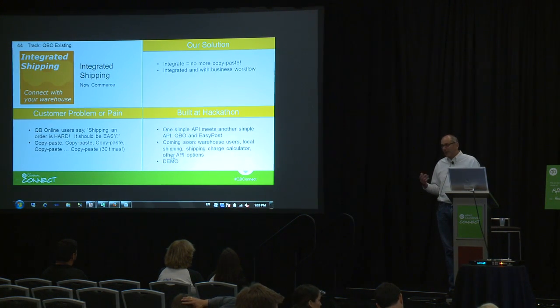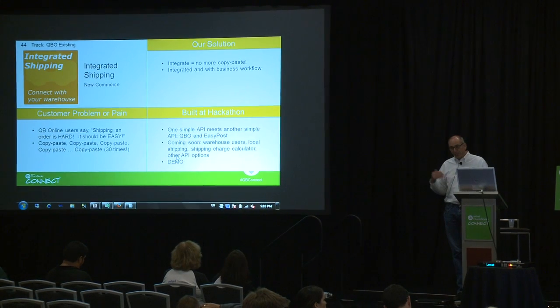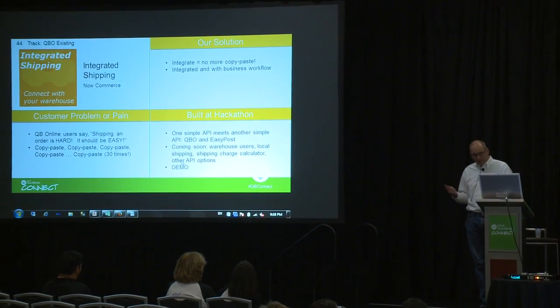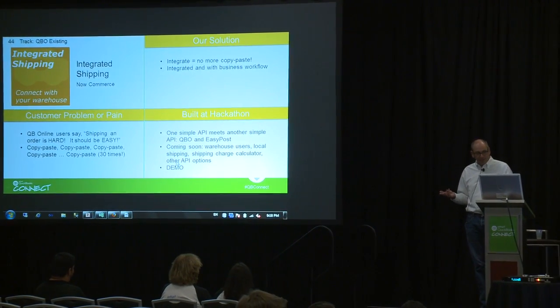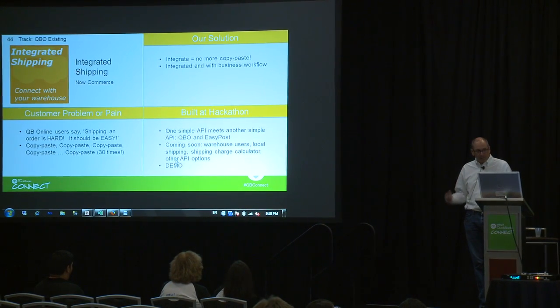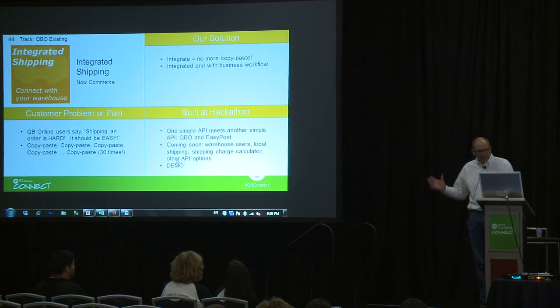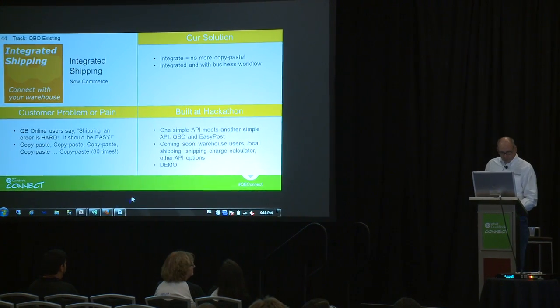We've got the QuickBooks Online API, which gives us access to the transaction information so that we can complete a shipment. We've got access through the EasyPost API to be able to ship via FedEx, UPS, USPS, DHL, et cetera, all quickly and easily through one simple API. Coming soon, we've got a bunch of other stuff we think we can do that didn't fit in the 2-day time period. So let's jump into the demo.